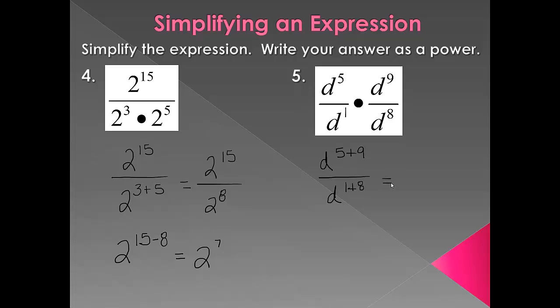When I simplify, I have d to the 14th power, and that is then divided by d to the 9th power. Now I can use my quotient of powers property to solve. So I have d, which is my base, and I will subtract my exponents. So 14 minus 9. 14 minus 9 is 5. So I have d to the 5th power.